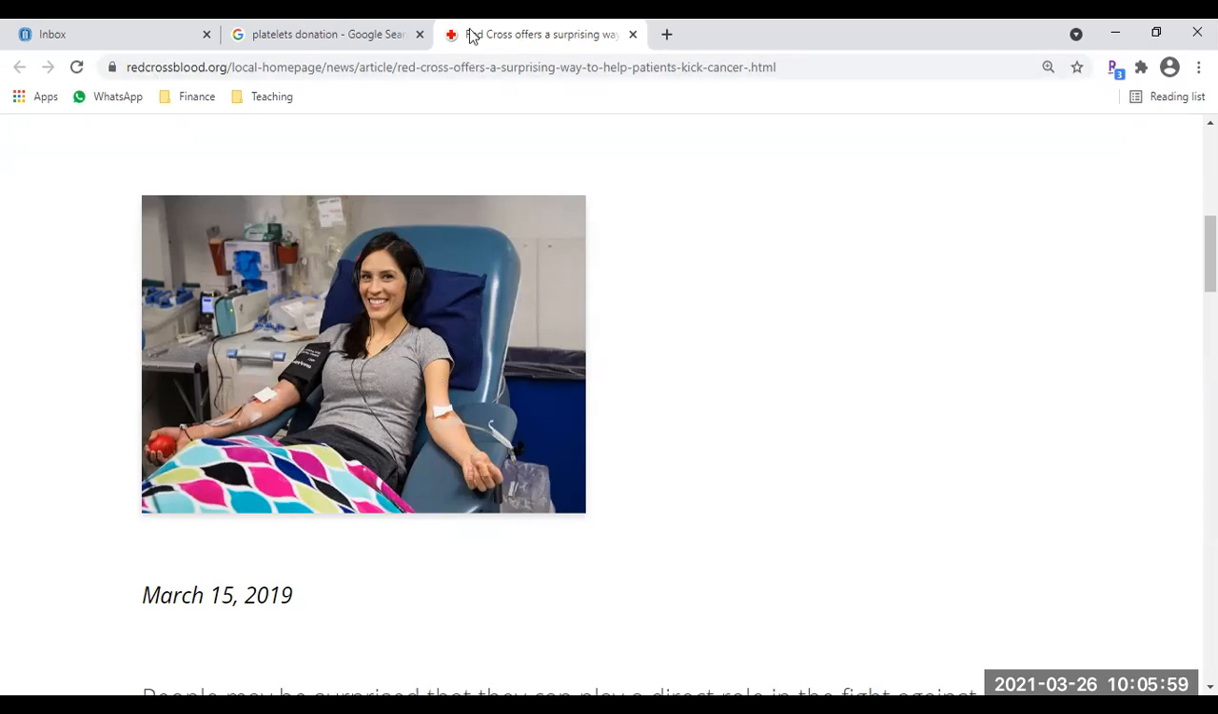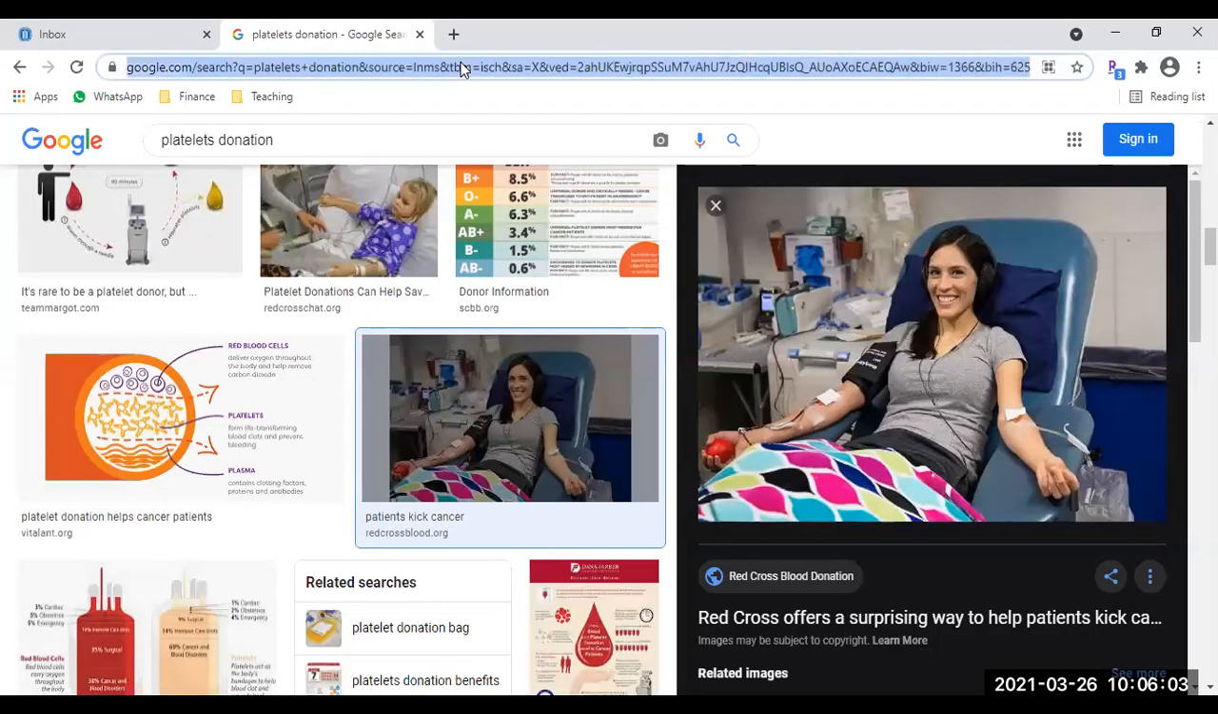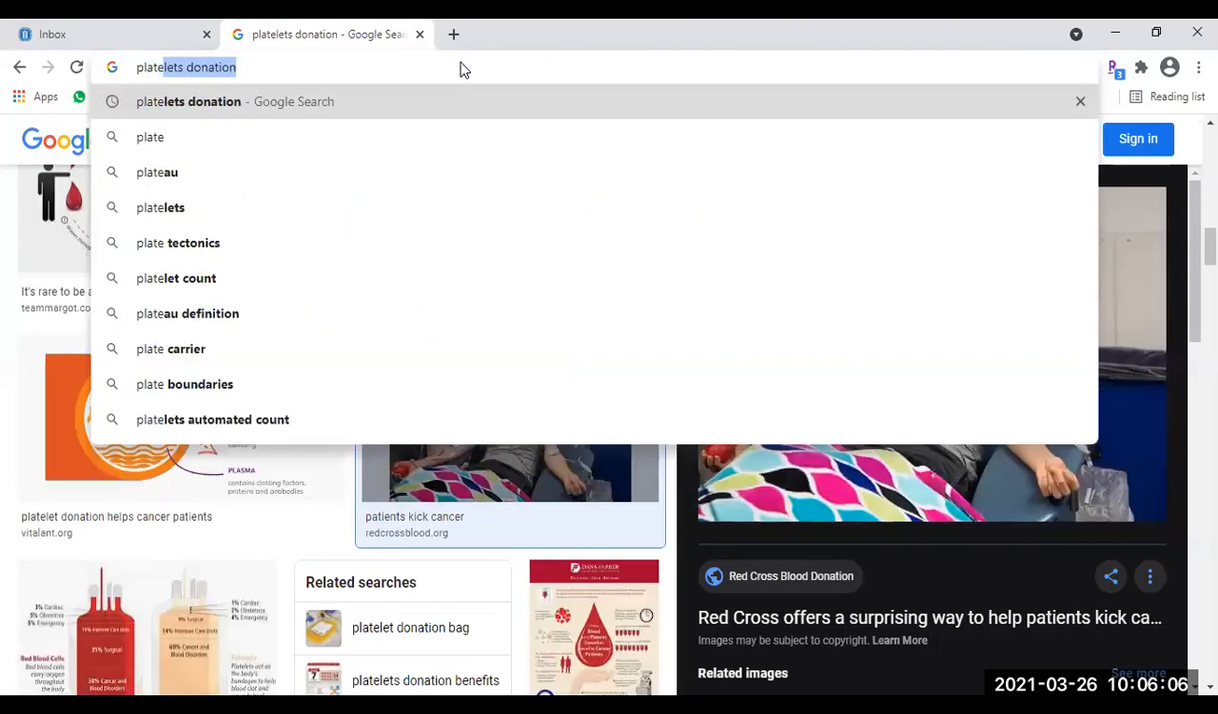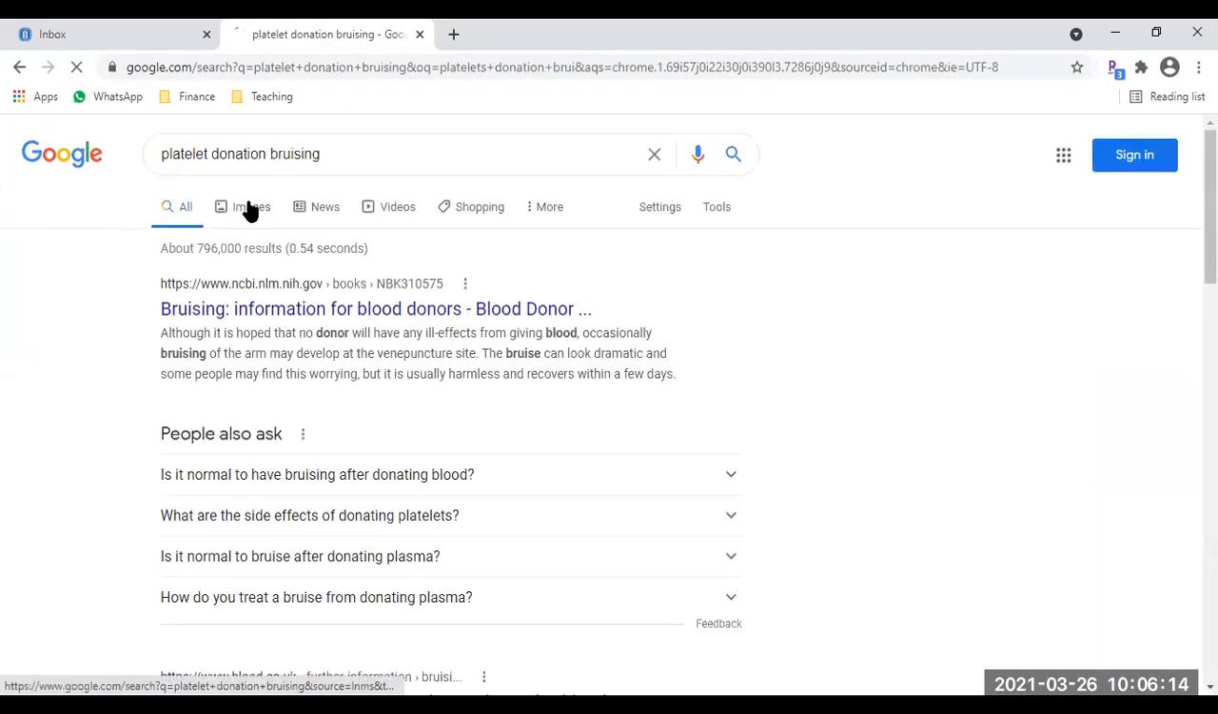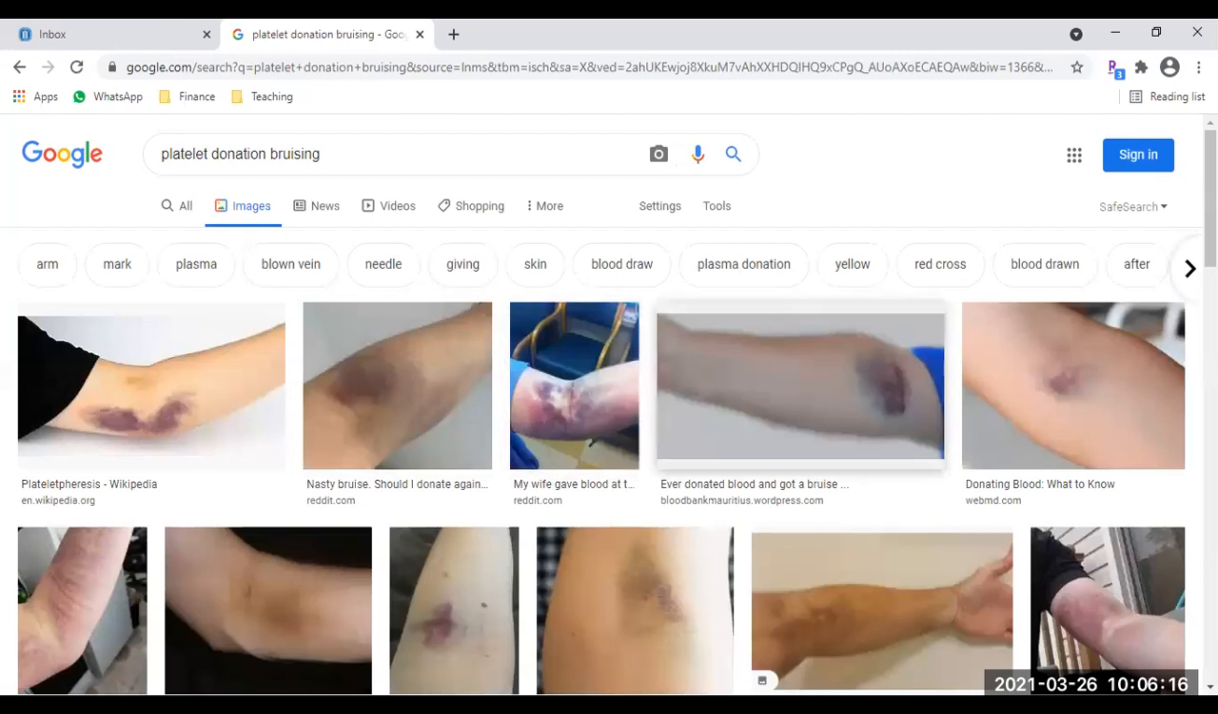Okay, now what happens if you move that left hand? Let's see. Platelets donation bruise. It looks like this.